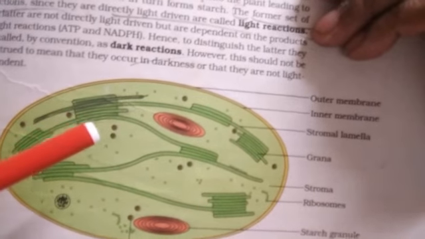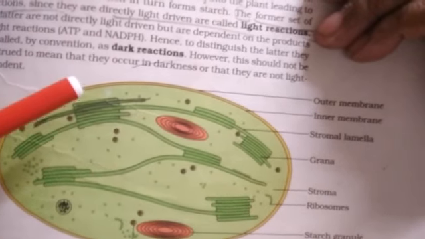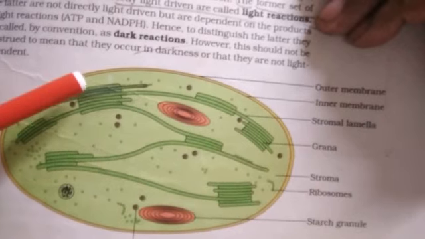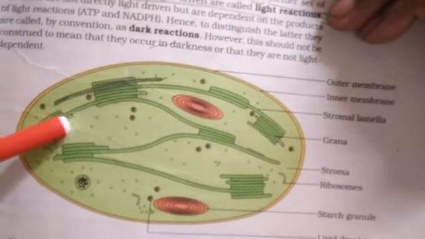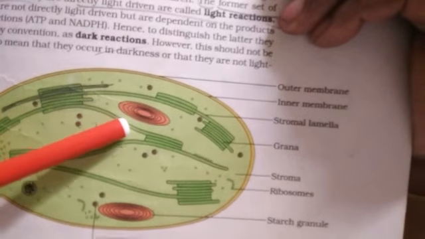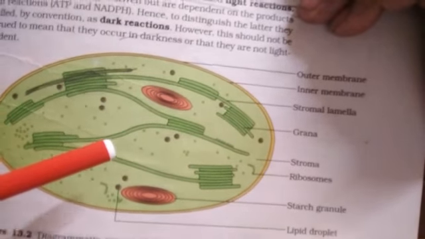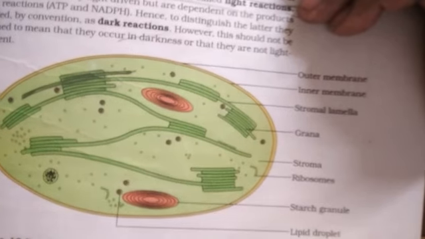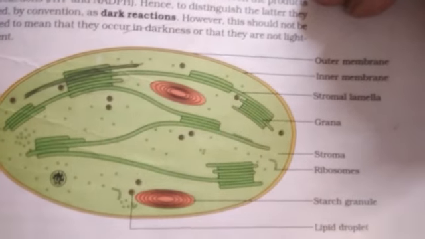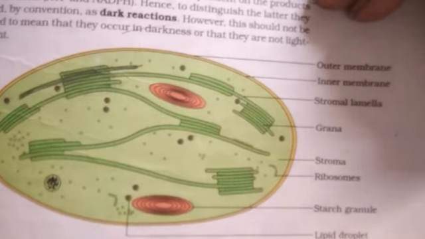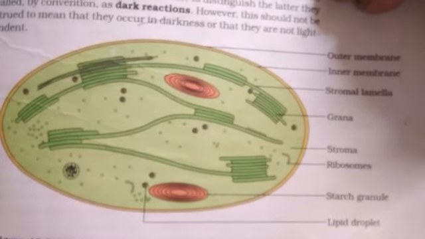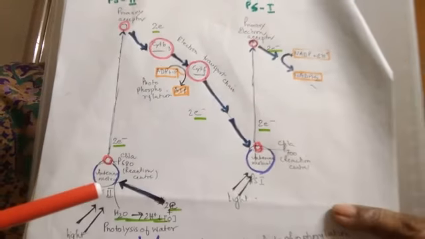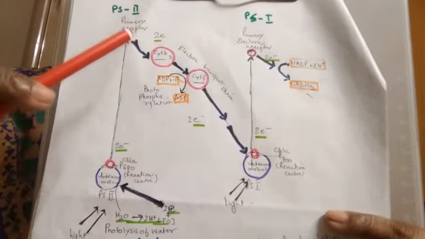But cyclic photophosphorylation occurs in the non-appressed thylakoids, that is the upper and lower thylakoids and the stroma lamellae. These are the regions where the cyclic photophosphorylation occurs. So this is the location where we find cyclic and non-cyclic photophosphorylation. Now we will discuss what is cyclic and non-cyclic photophosphorylation. So first of all, let us discuss the non-cyclic photophosphorylation.